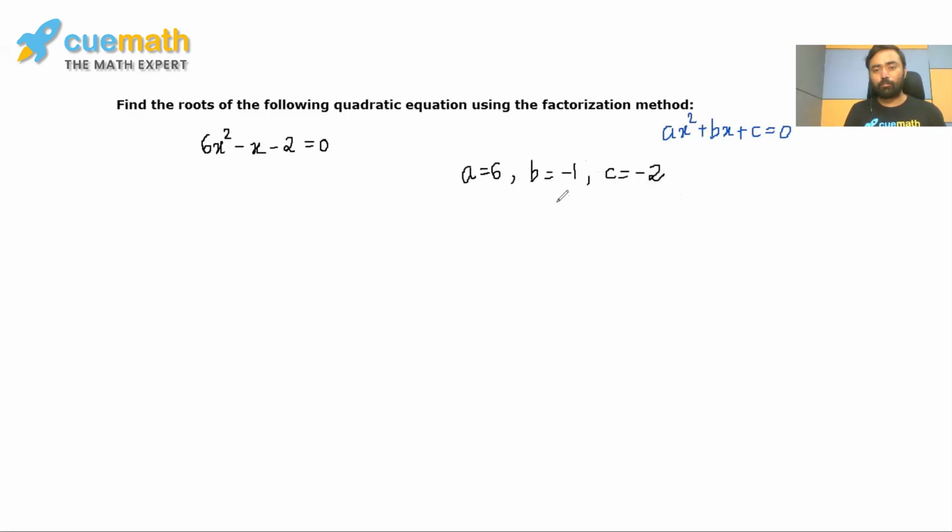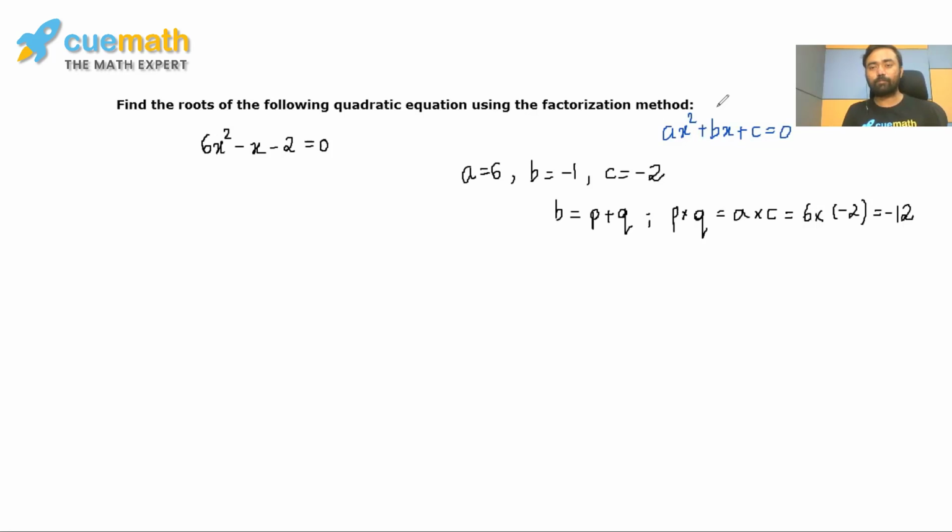Now we know that b is formed by the sum of two terms. Let us consider them to be p and q, such that the product of p and q is equal to the product of a and c. So basically, let's first find the product of a and c. 6 times -2 would give us -12. Since we have -12, we'll first have to split -12 into two parts such that we get the values of p and q. Then we can split this term in two parts and then factorize this equation.